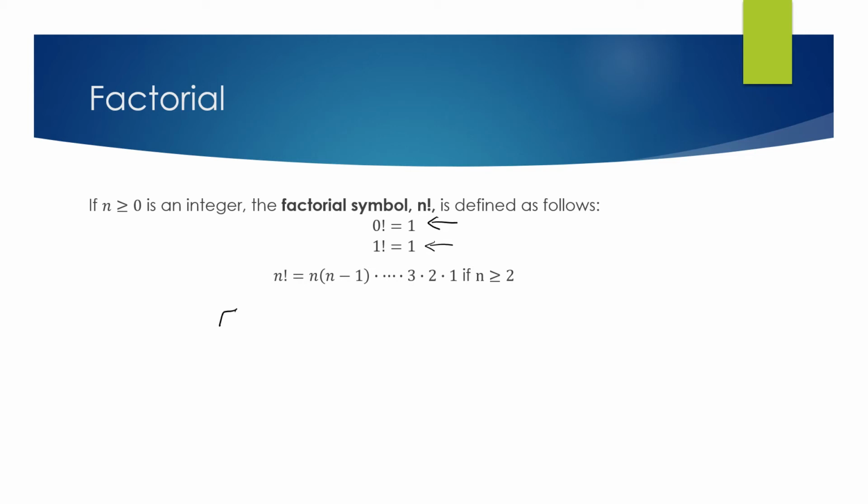But if I had 5 factorial, my 5 is the n, so my first term here is going to be 5. Then I'm going to subtract 1, and that's going to be times 4. Then I'll subtract 1, times 3, and I go all the way down until I get to 1. Then I would multiply those together. 5 times 4 is 20, 20 times 3 is 60, 60 times 2 is 120, times 1, so this is equal to 120.